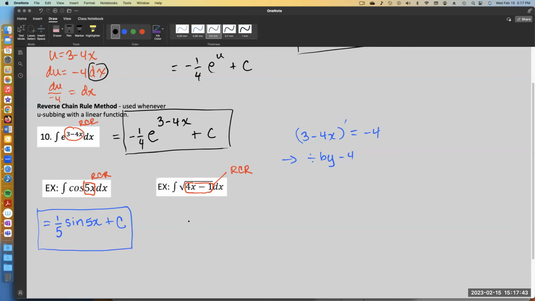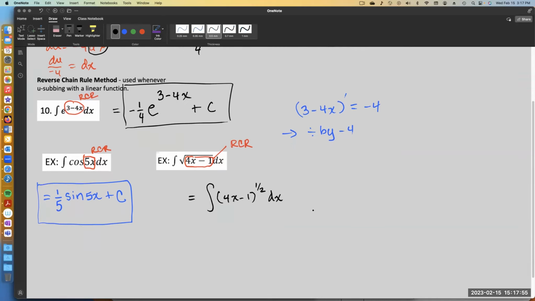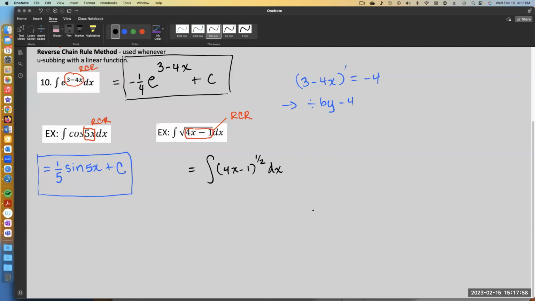Now we're going to come over to this one. And first, let's go ahead and just rewrite this so that we have a 1/2 power. Sometimes it's a little more obvious that you're going to use the power rule when you have the power form instead of the radical form. You don't have to, of course. So then we just go through our regular process.